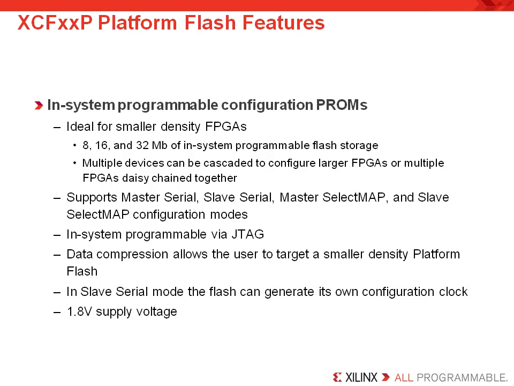The Platform Flash product is used by many Xilinx customers. It has large densities, 8, 16, and 32 megabits, and supports many Xilinx FPGAs, that is, all but the largest and the very newest FPGAs. It supports many configuration modes and is in-system programmable. It also is internally powered at 1.8 volts. It also has a data compression feature that allows the user to target a smaller density Platform Flash. In fact, 100% of designs tested had their bitstreams compressed by at least a third of their size.